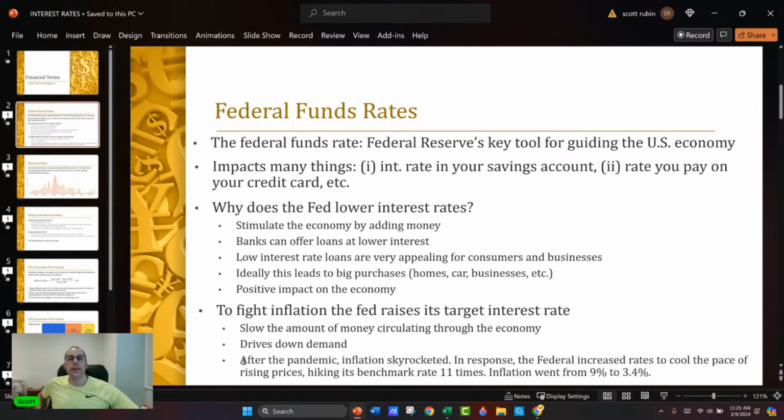And this is the Fed lowered interest rates a lot. They were cutting rates every single quarter, it seemed, right after the pandemic. They had 11 rate cuts. Inflation was 9% a couple of years ago. They brought it down to 3.4%.